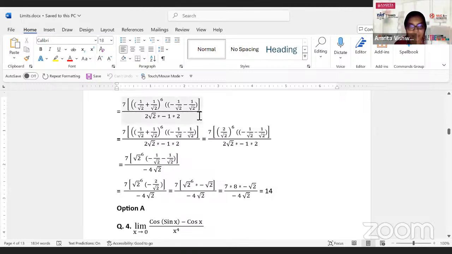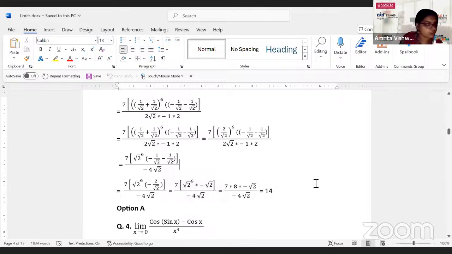That's the initial thing. If it's 2 by root 2, you'll be able to write this as root 2 raised to 6, there is always a 6 here. The same thing applies here, minus 2 by root 2 also, you'll be able to write this as minus root 2. So you have 7 into root 2 raised to 6, that is 8. 7 into 8 into minus 2 minus root 2 by minus 4 root 2. 4 and 8 cancel and this root 2 also cancels. So it's 2 into 7, that is 14.